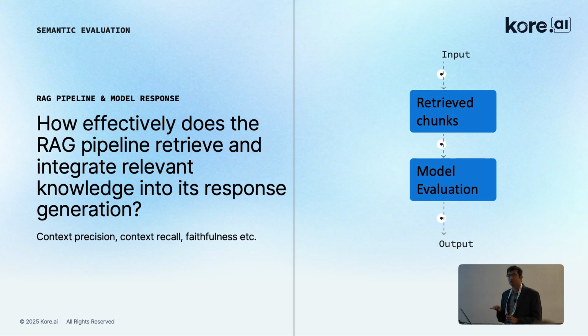And then when I send those chunks to the model, is the model using those chunks to respond, or is it still hallucinating from its own knowledge? That's what we are trying to evaluate here. We have to evaluate the input, evaluate the retrieved chunks, then evaluate the output. So there are three levels of evaluation as we go along. So we'll take a look at this. Essentially, this is about the RAG pipeline and model response.